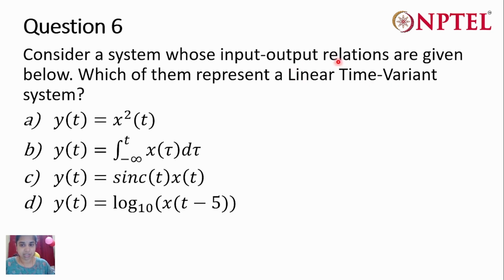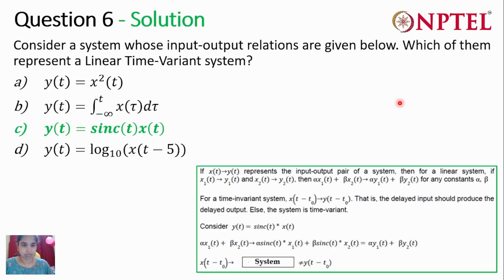Think a bit about the properties of linear systems and time variant systems as well. Try to see which will satisfy everybody. It should be a time variant system. It's C. We'll wait for a few more minutes. Right, so the answer is C.